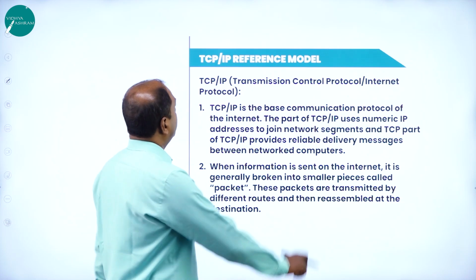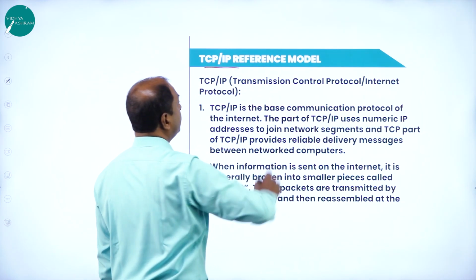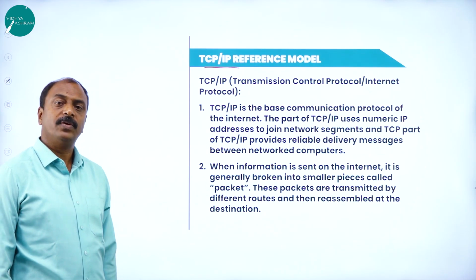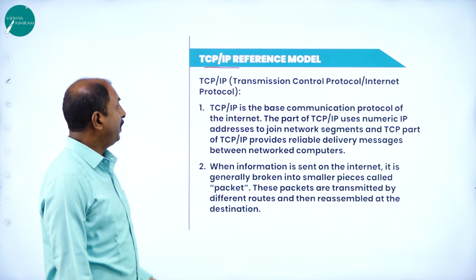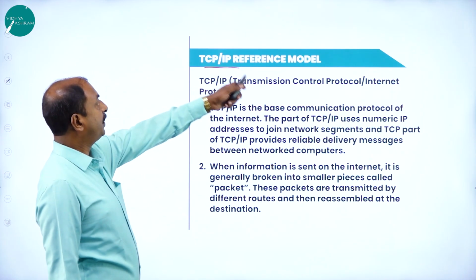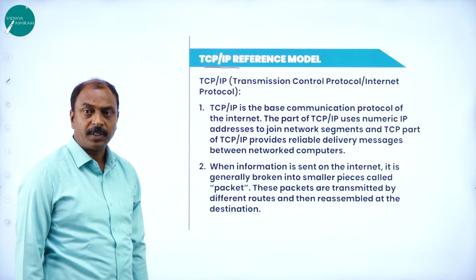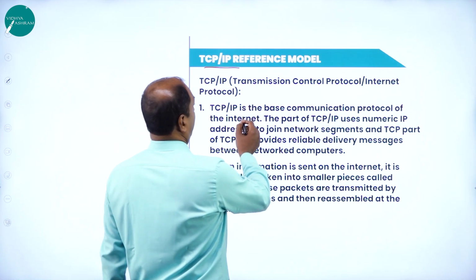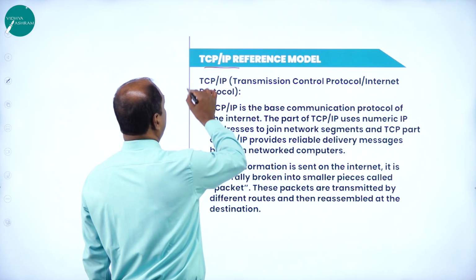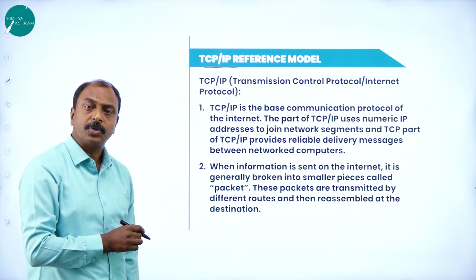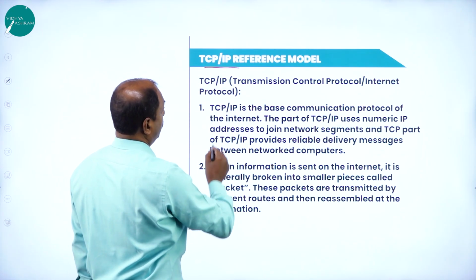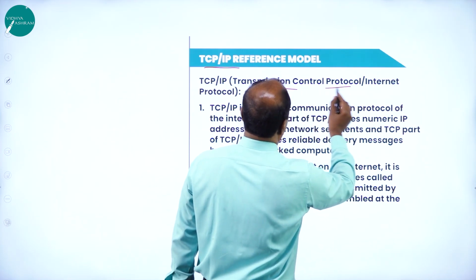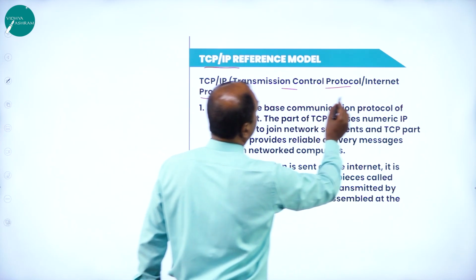Next we talk about the TCP/IP reference model. This is another method of networking. The OSI reference model was the first model, an old model. Nowadays we are using the TCP/IP reference model for data networking. Here there are two protocols. TCP/IP itself is a protocol, but there are two protocols, TCP and IP. TCP stands for Transmission Control Protocol, and IP stands for Internet Protocol.